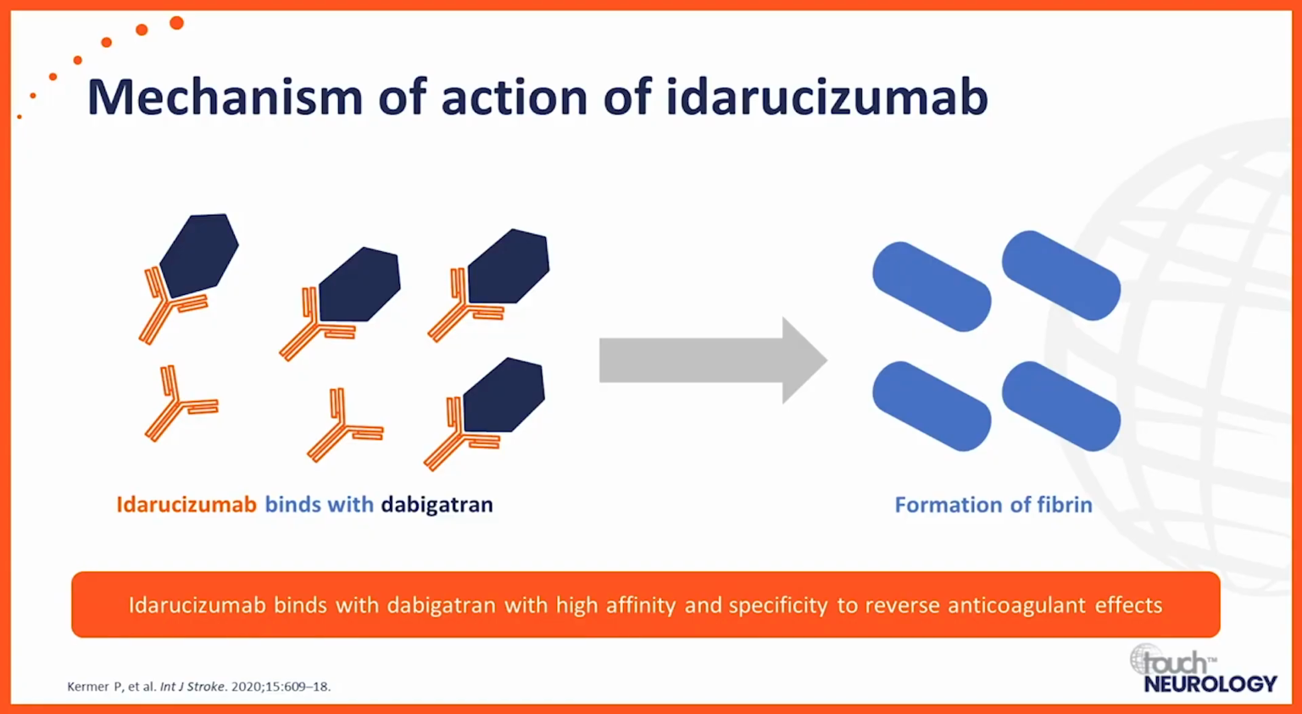There is a reversal agent for dabigatran, which is a monoclonal humanized antibody fragment called idarucizumab, and idarucizumab has a very high affinity for dabigatran. In fact, it is 350 times higher than the binding to factor 2A.